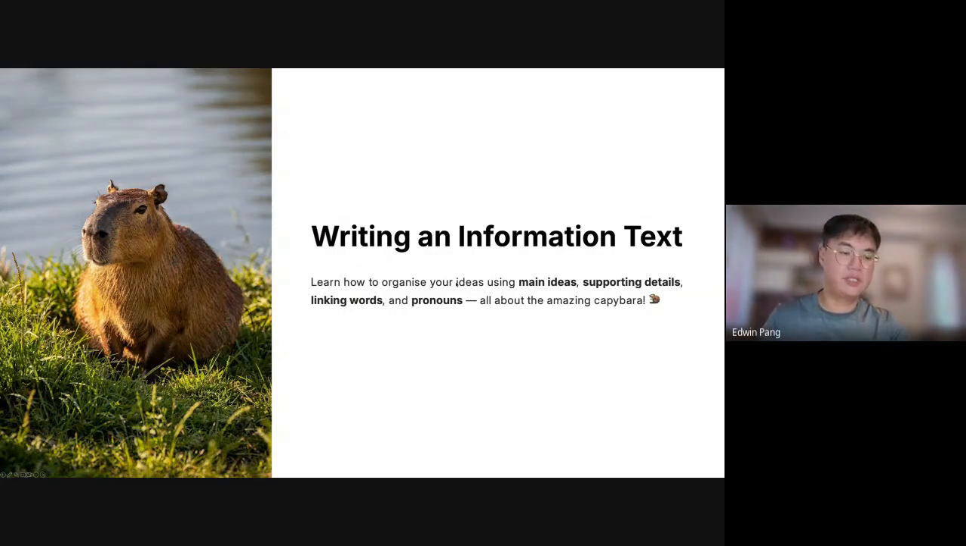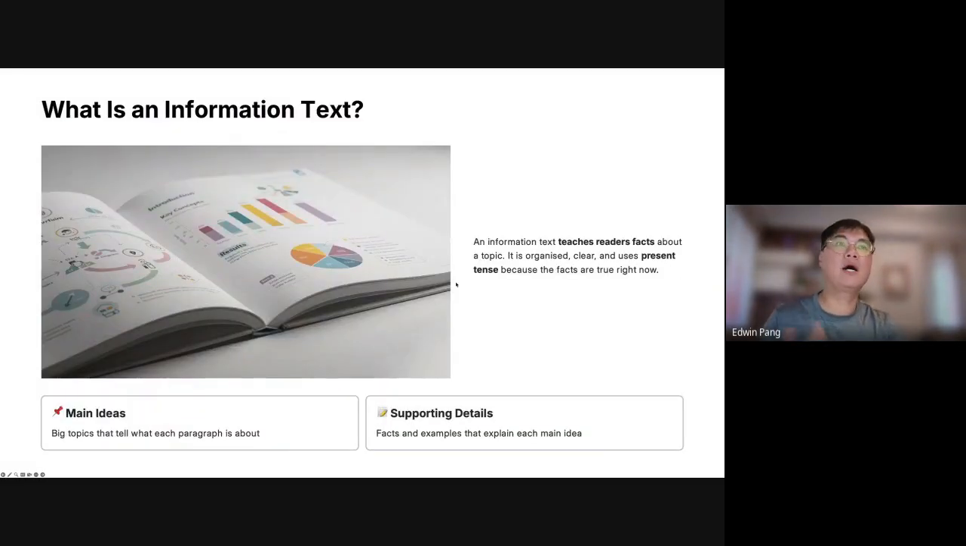Okay, so today we are going to look at what an information text is, how to write an information text, and what to do to make sure that we don't make any mistakes as we are writing our information text. Okay, so an information text, if you all remember, deals with facts. Okay, what is a fact? Can anyone tell Mr. Pang? You can use your raise hands function to volunteer your answers, and I will call upon you.